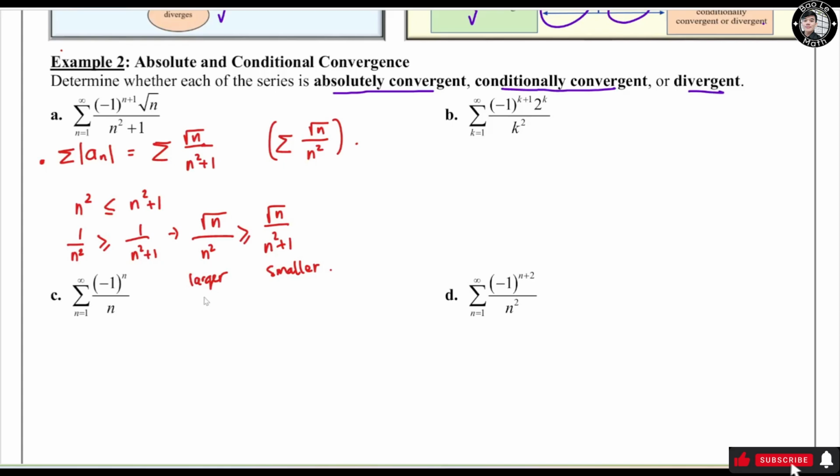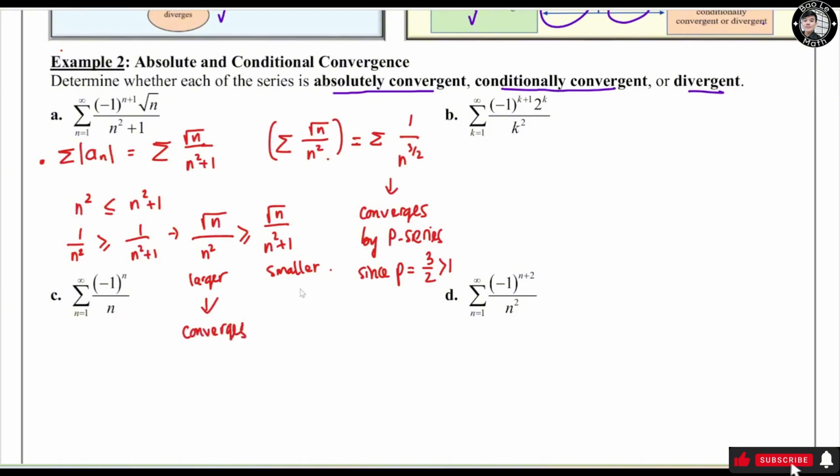Now, we need to check this one. So we have the series right here. It's going to be the series of 1 over n to the power of 3.5. And this actually converges by the p-series test because p equals 3.5, which is greater than 1. So the larger converges, then the smaller must converge.